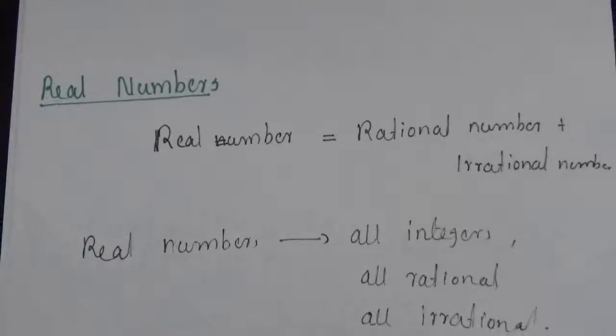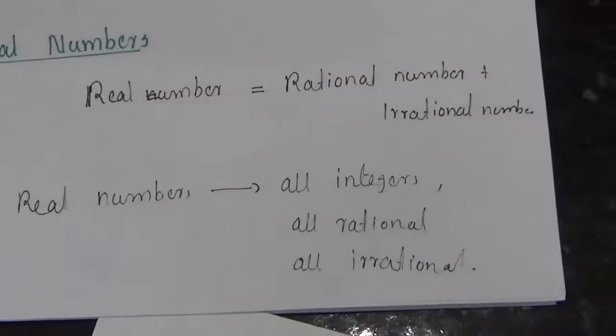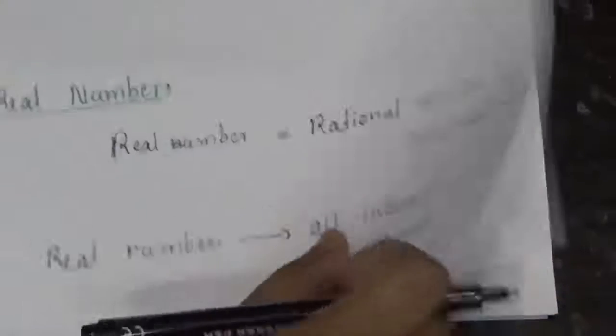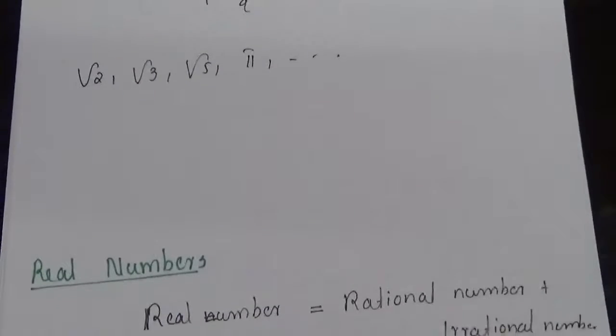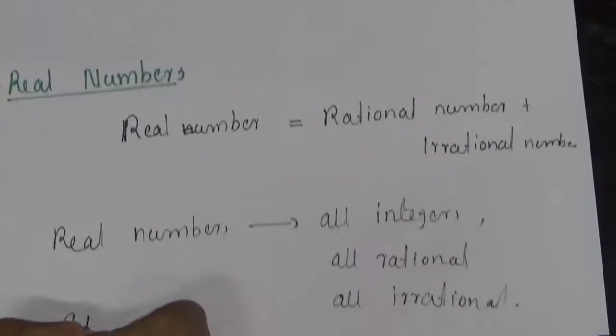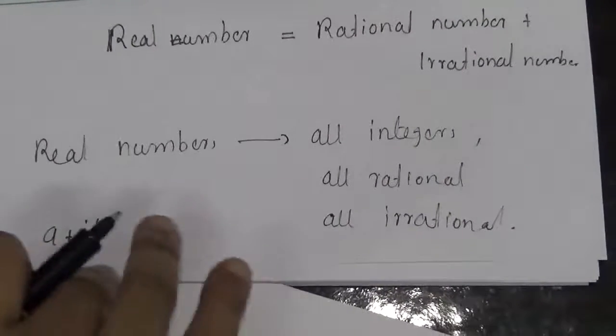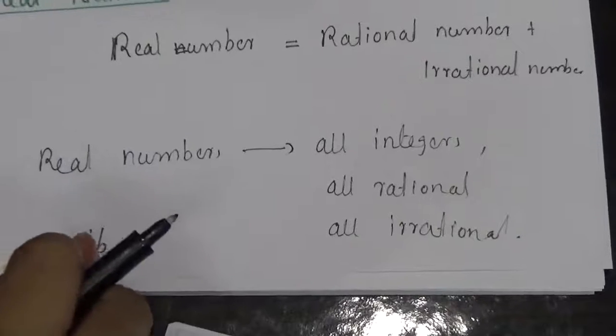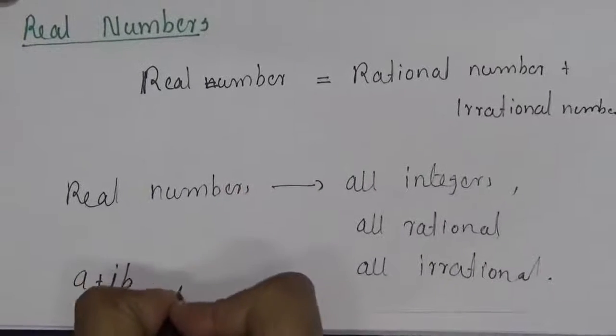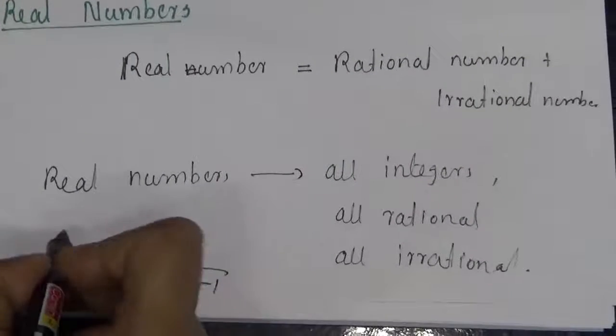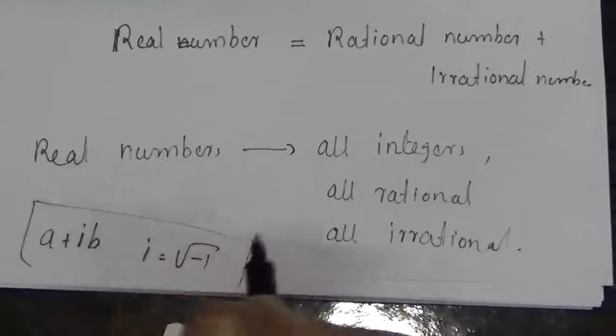And we have another set of numbers, that is complex numbers, the numbers of the form a plus ib. You will study that in 11th standard. The numbers of the form a plus ib are called complex numbers, where i means root of minus 1. So that is another set of numbers. I am not explaining that here.